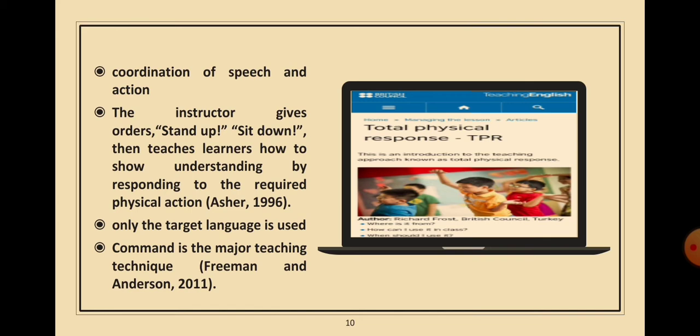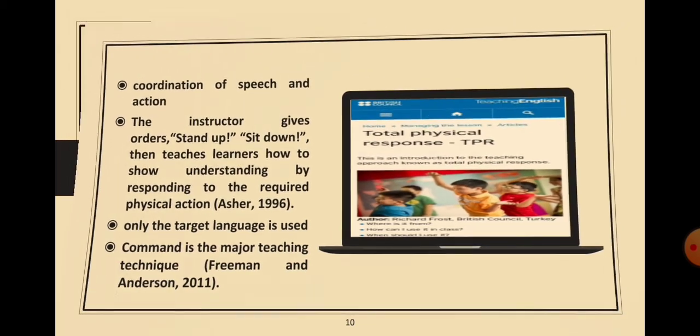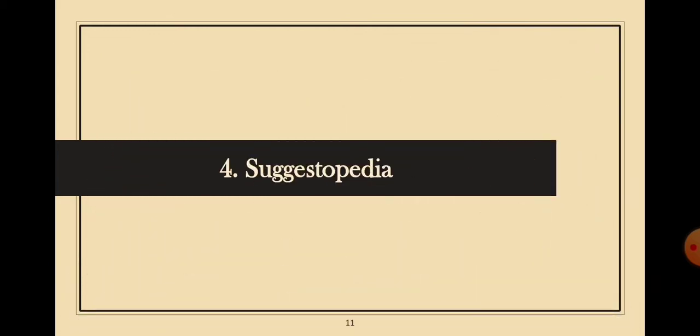So later on, the student will now do the command if they are ready to speak. And that is what we call role reversal. So first, the teacher will command, and then the teacher will demonstrate the physical action as response. So there is comprehension first. Basically, only the target language is used with the help of commands. So command is the major teaching technique of this method. So there is a coordination of speech and action.